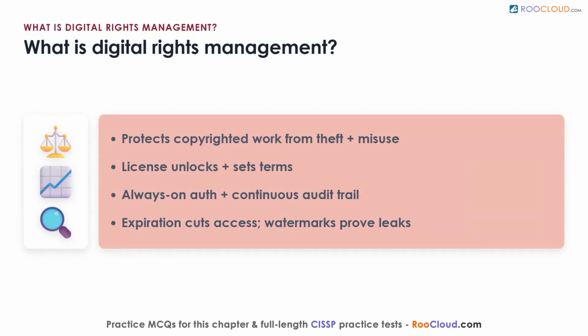So what is digital rights management? It is a set of controls that protect copyrighted work from theft and misuse. The goal is to stop unauthorized copying, changing, and sharing of things like books, music, and software. A license unlocks the product and spells out the terms of use. Always-on authentication makes the product check in with a server before it will run. A continuous audit trail records every use, catching abuse like the same account playing in 2 cities at once. And an expiration date can cut off access when a subscription ends. Watermarks hidden inside a file will not stop a copy, but they can prove who leaked it.